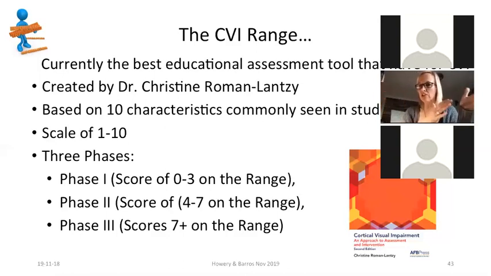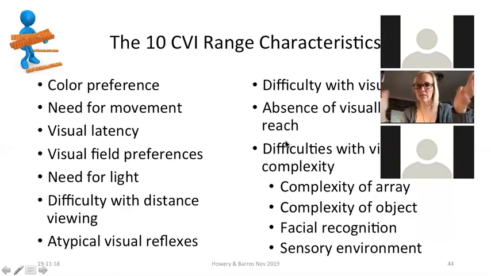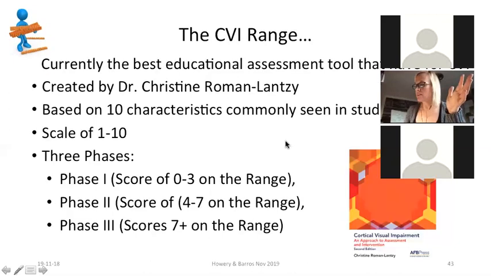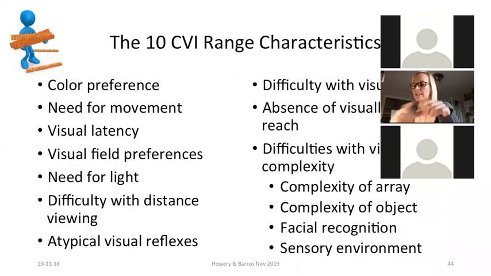The earlier in the range, the lower the number is, the more challenges the student has with their vision. So in phase 1, that would be a 0 to 3 on the range. That means the student is essentially learning to see, learning to look, learning to access their vision. Phase 2, I'll say more about the phases in a minute. Go to the characteristics, Kathy.